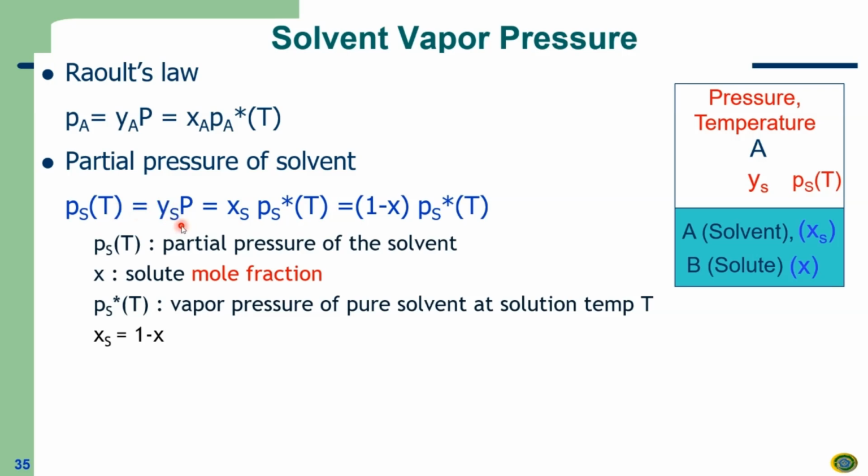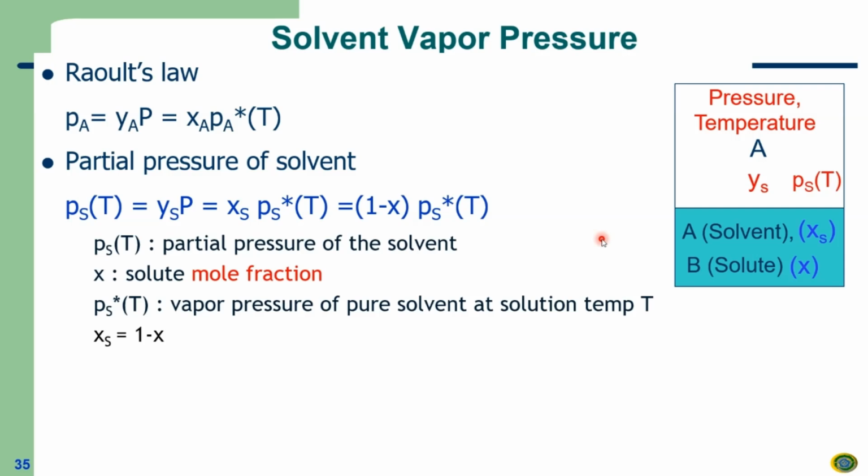S stands for solvent. Capital P equals PS times PS star, a function of T. As you can see, we just replace A to become S. That's it. However, in the following equation, you will see that PS equals 1 minus X, if we only have two species, and X sub S plus X equals 1, right? Because we only have two species. So X sub S will be replaced by 1 minus X. It becomes like this.